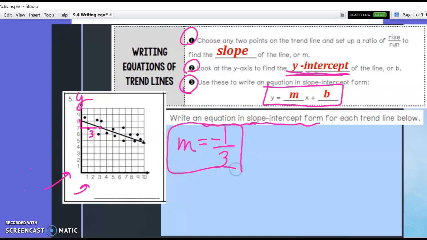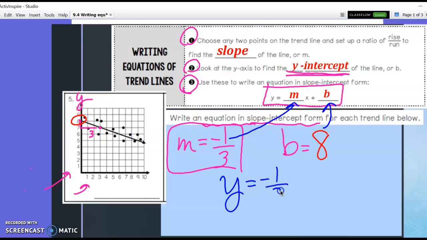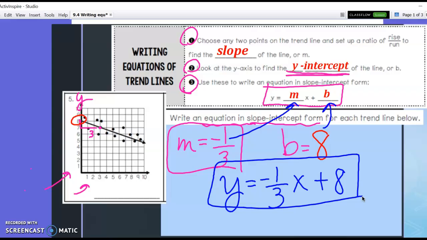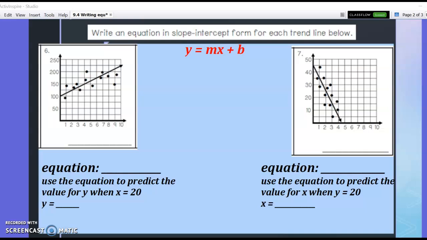The next thing I want to do is find the y-intercept, or the b. So that's the easy one. All we have to do is notice where this line is touching the y-axis, and that's occurring right here where I circled in red, and that is at 8. My final step is to put the slope in for the m and the y-intercept in for the b into my equation, and my final answer is the equation of this line is y equals negative 1/3 x plus 8. So that is how we can write an equation of a line of best fit or a trend line. Let's go ahead and practice this some more, and then we can use this equation to help us make a prediction.